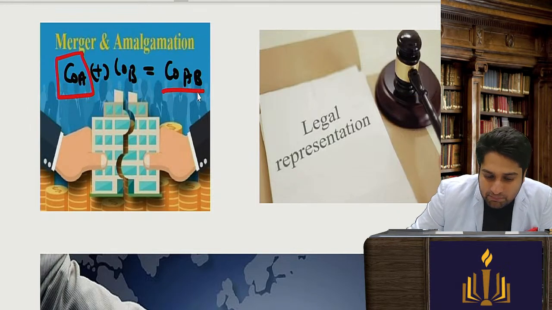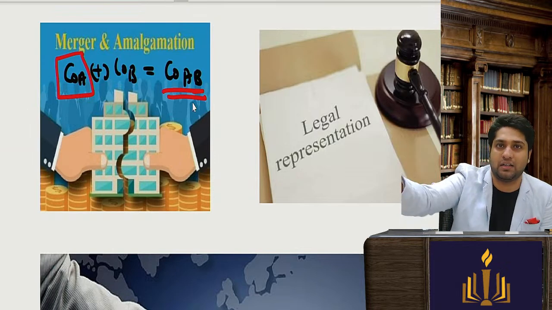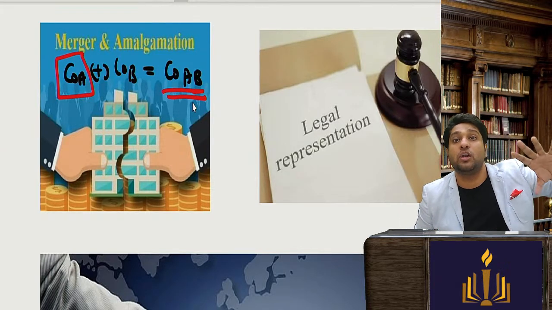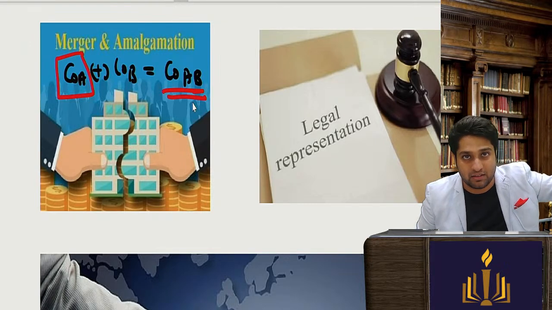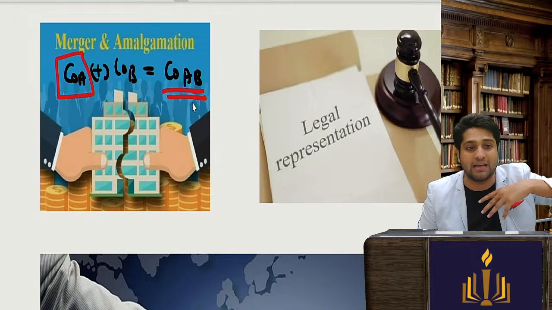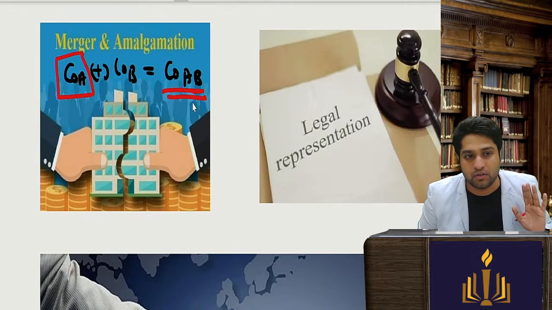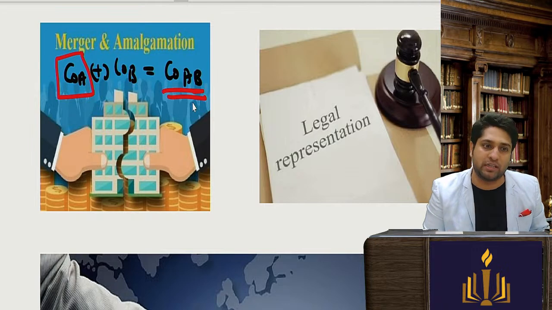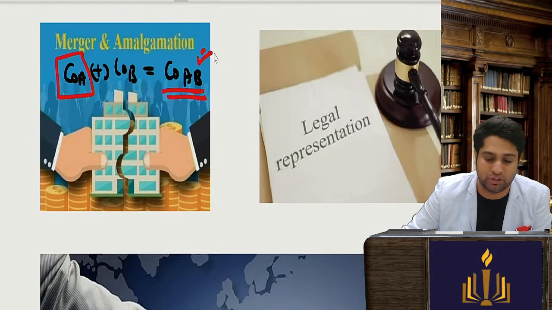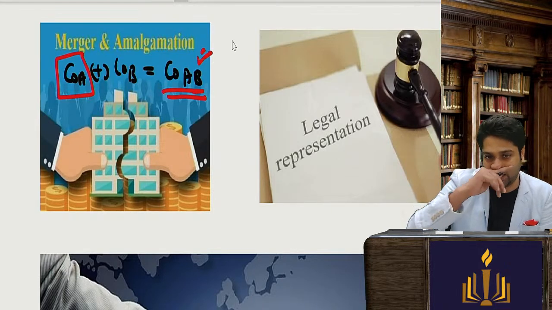So then company A will file an application under section 20 that, listen, the original applicant is company A, but by virtue of a merger agreement, I am entitled to the patent now. And if company A is also agreeing, then the applicant's name will be substituted and the new name will come in.